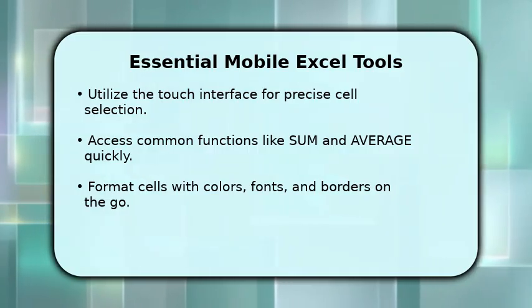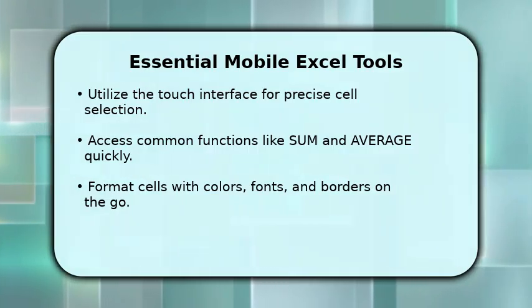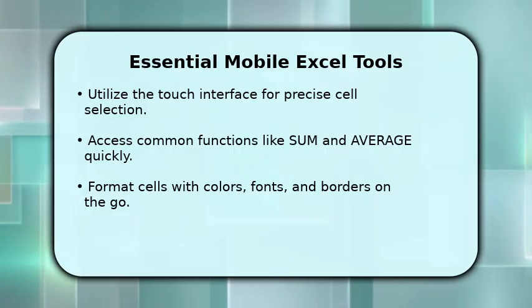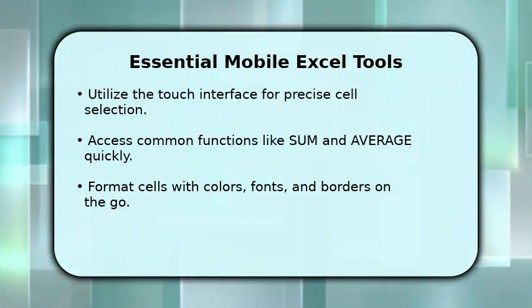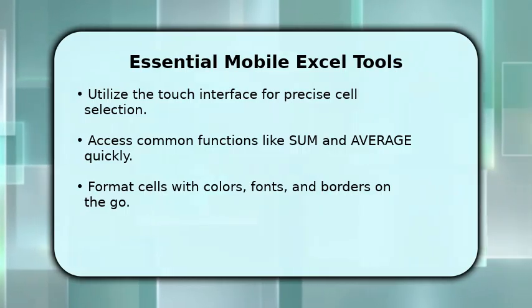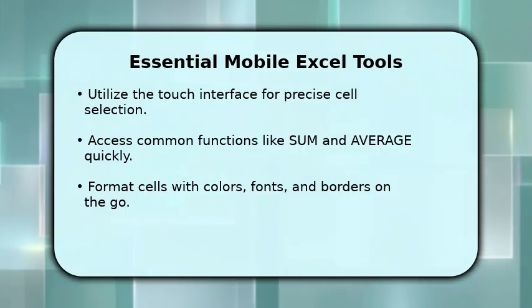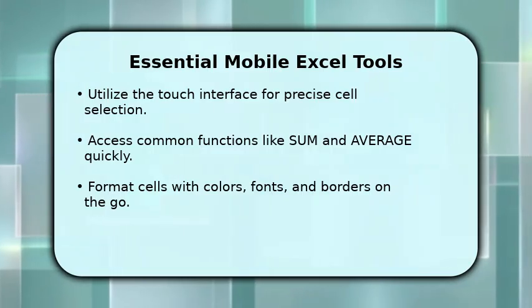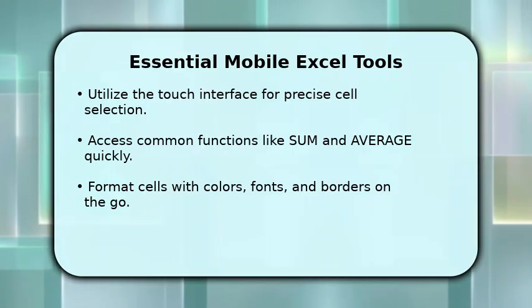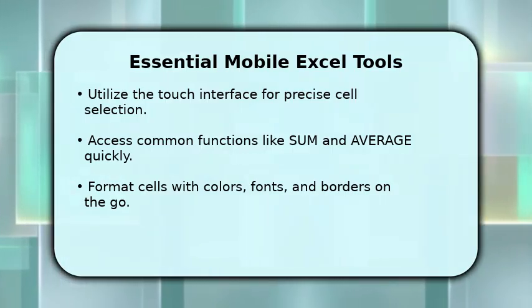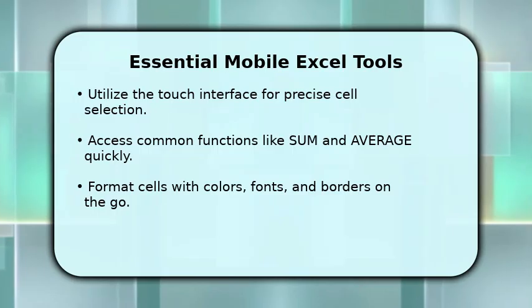Use your finger to select individual cells or drag to highlight a range. The keyboard includes a dedicated formula button, giving you quick access to functions like sum, average, and count. You can also easily change font styles, colors, and apply borders to cells. This allows you to maintain professional formatting even when you are away from your desktop computer.